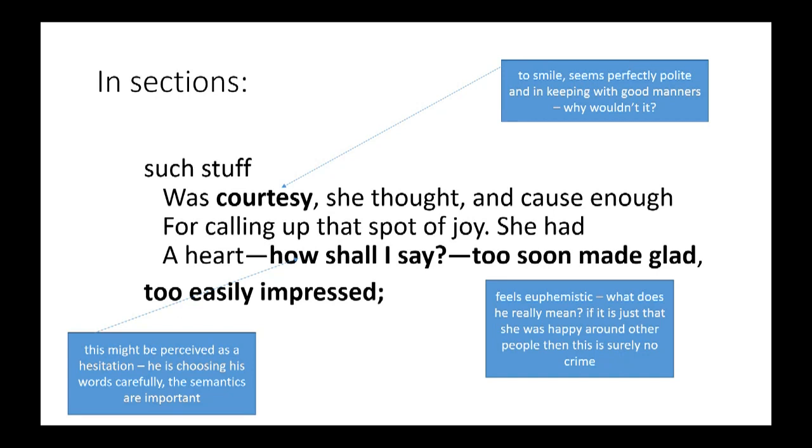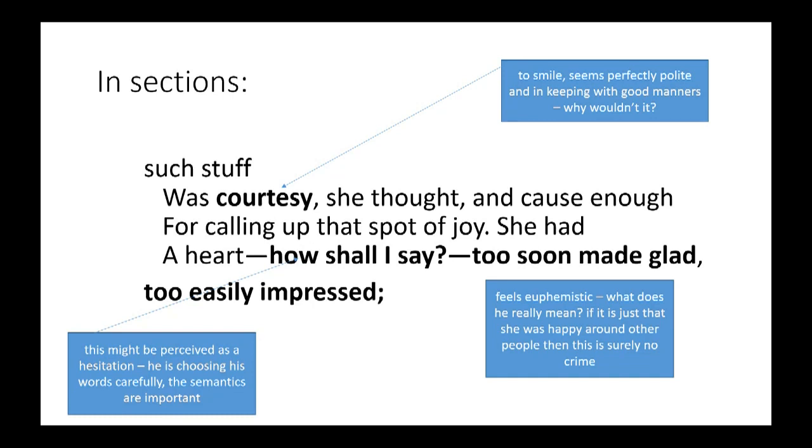Does this feel euphemistic to you as well? What is he accusing her of? One might think that he's accusing her of being unfaithful or committing an act of infidelity, that she's hooking up with the gardener or with somebody else who works at the house. But that isn't at all hinted at in the poem. That's our reading. If it's just that she's happy, that she's too soon made glad, too easily impressed, there's no crime being committed here at all. She's just joyful. She's a happy person.